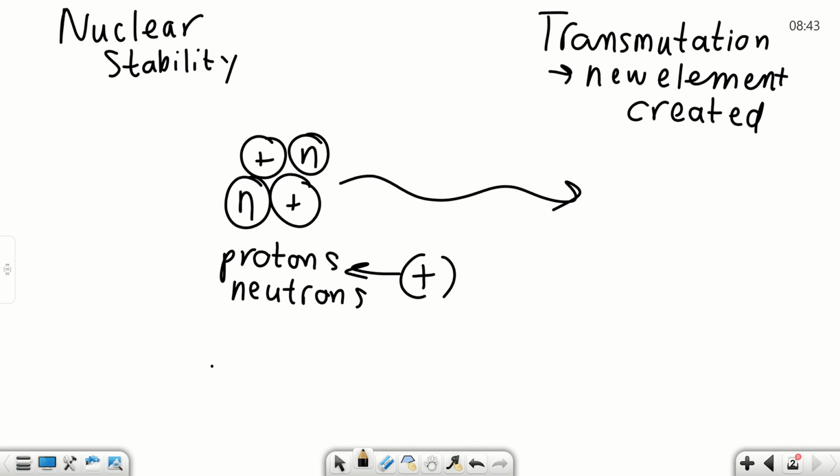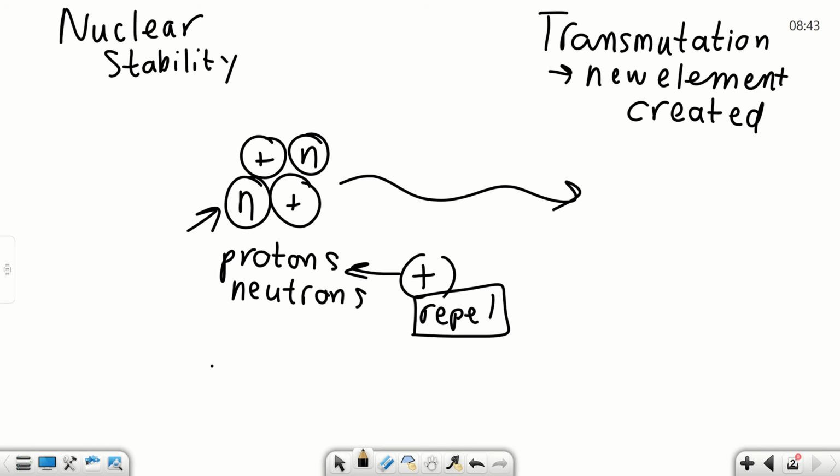The thing is, protons are positive, and positive charges repel each other. So how is this nucleus holding together if we have all these positive charges trying to push it apart? There are a few reasons it doesn't fall apart. To start off simply, there are neutrons.